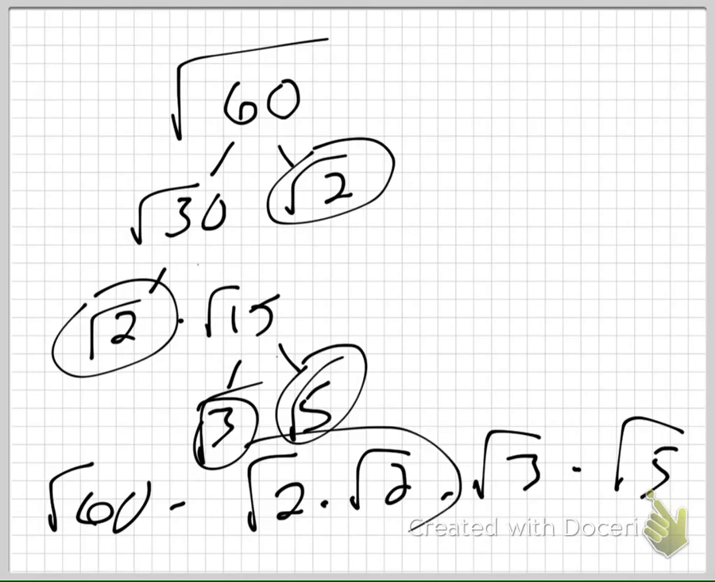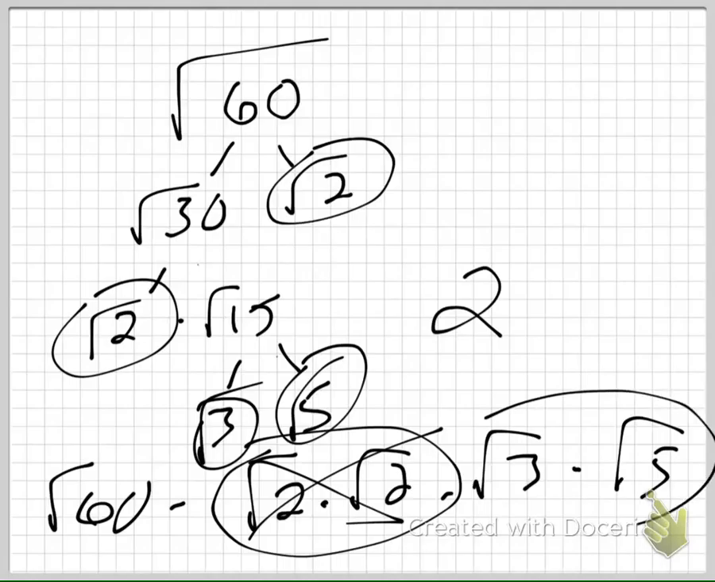What can I do here? What is the square root of 2 times the square root of 2? 2. What's the square root of 2 times the square root of 2? It's the square root of 4. What's the square root of 4? 2. Right? So that's gone. That gives me a 2. And then that doesn't do me any good. There's nothing else to combine.